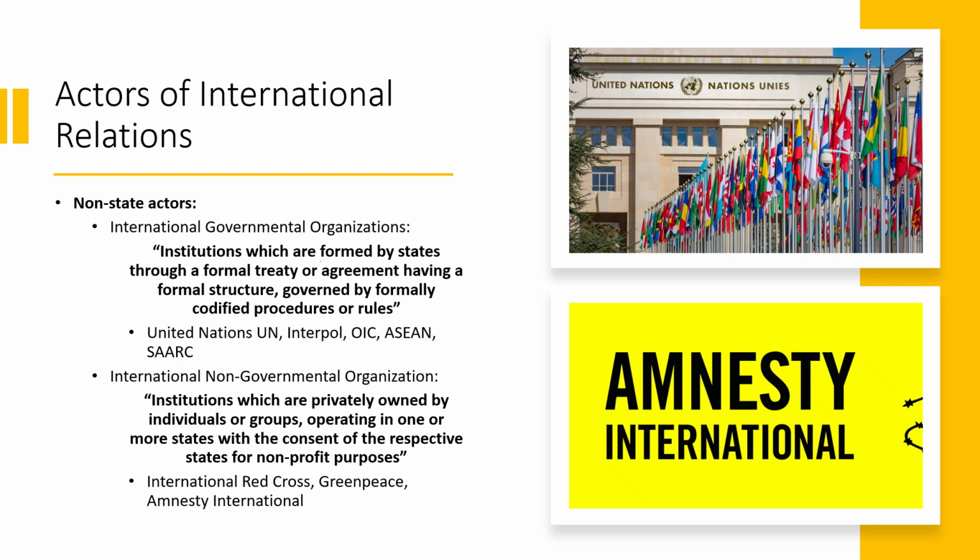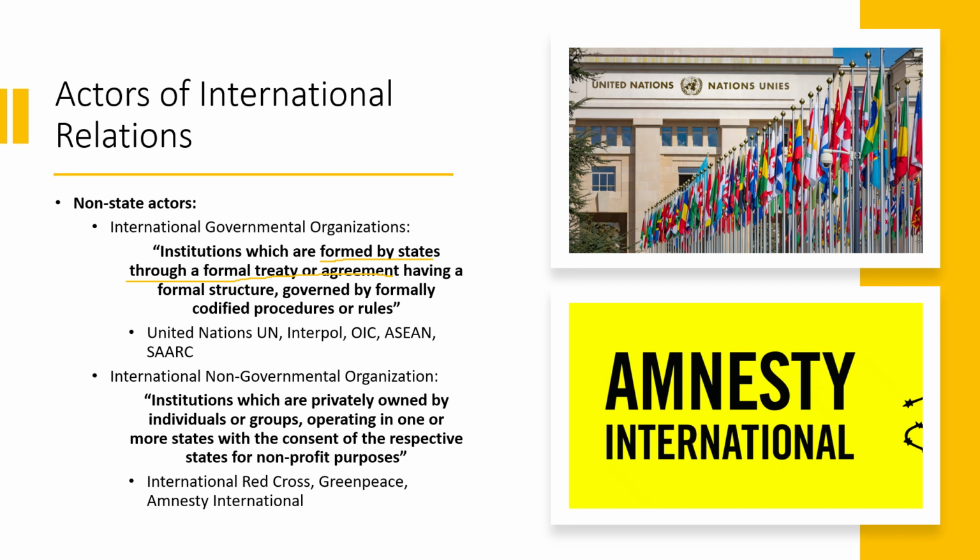Now, note this: international governmental organizations are formed by states through a formal treaty or agreement. The states make a formal treaty or they reach an agreement and they form these institutions. And these institutions have a formal structure, and this structure is governed by formally codified procedures or rules.